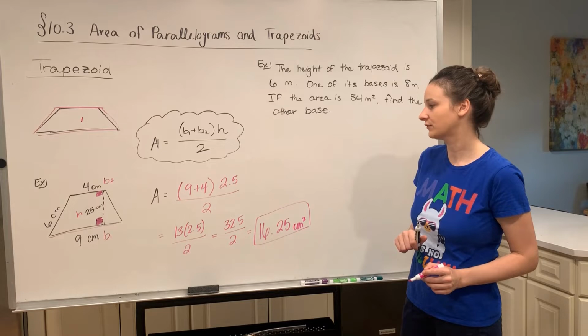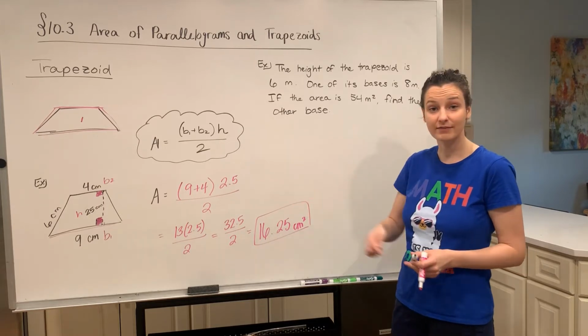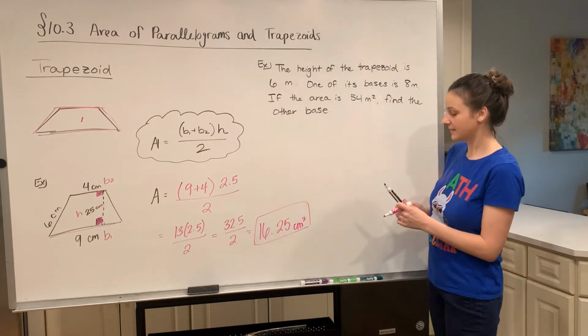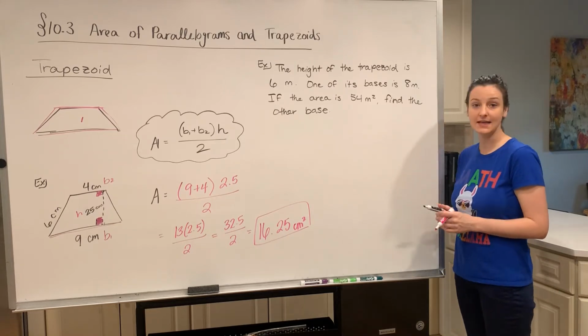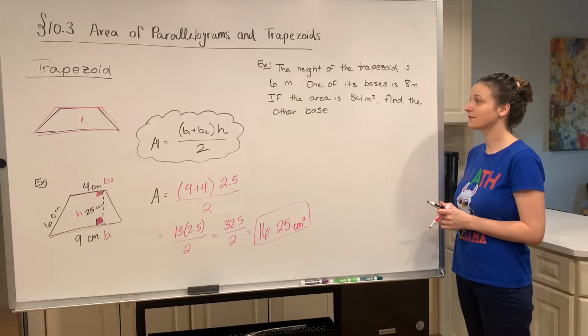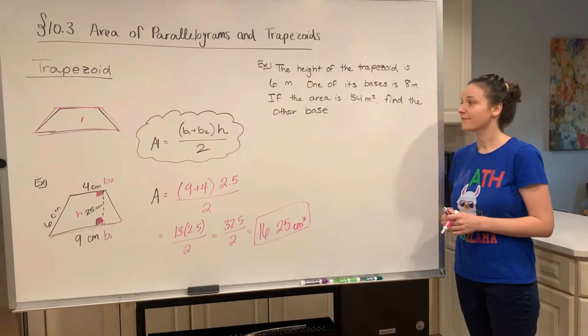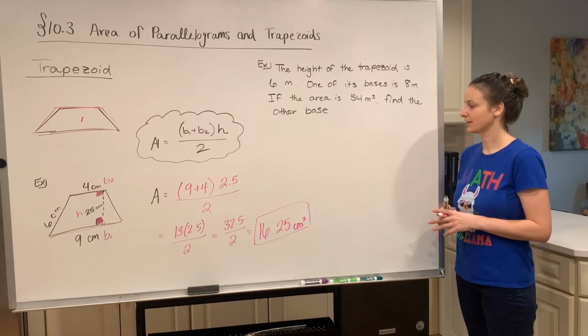So 16.25 centimeters squared is the area of this trapezoid. In the next problem, the height of the trapezoid is 6 meters. One of its bases is 8 meters. If the area is 54 meters squared, find the other base.